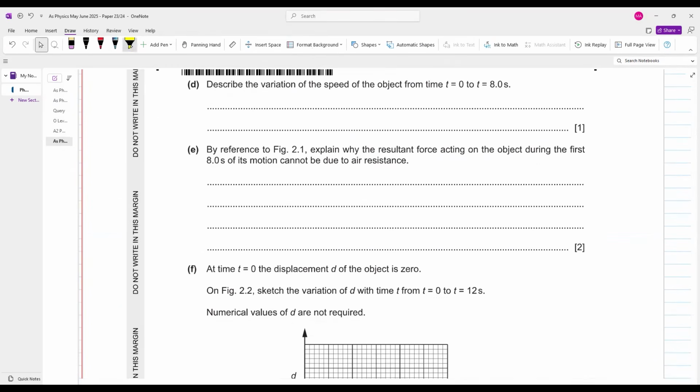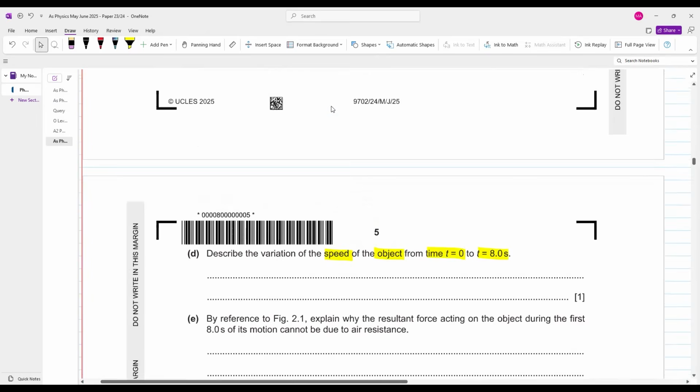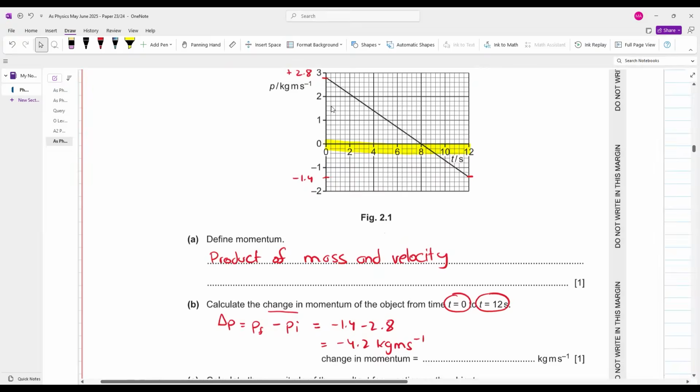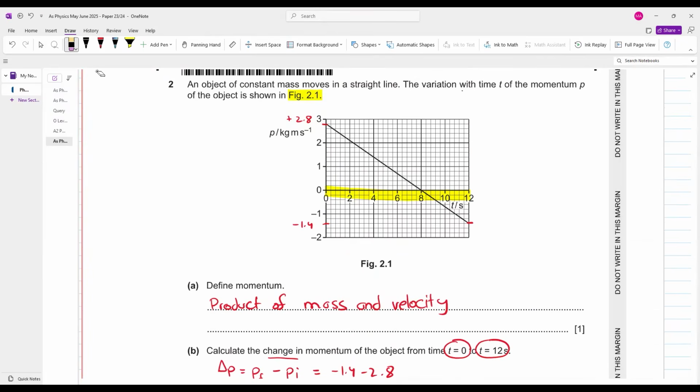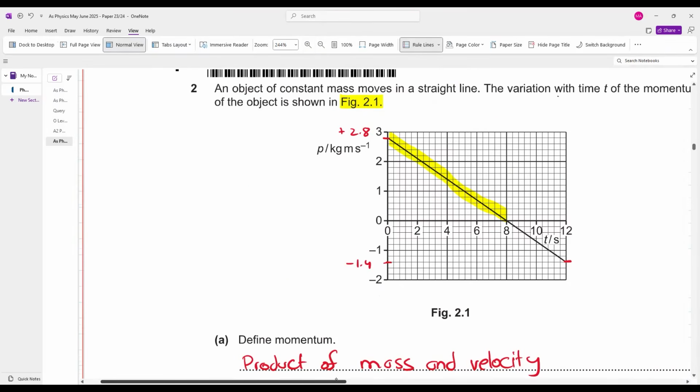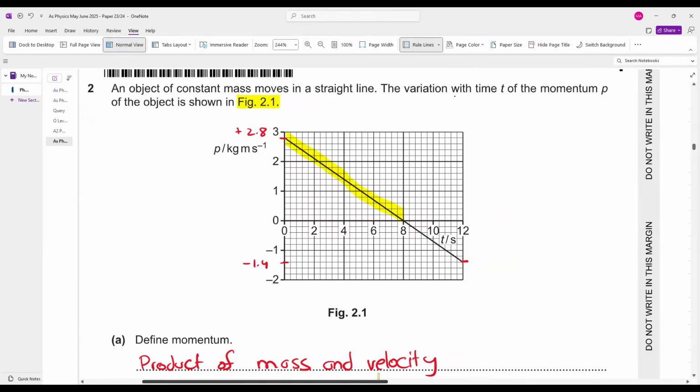Okay. Describe the variation of the speed of the object from time t equals 0 till time t equals 8 seconds. अच्छा जी, आपने स्पीड ऑफ द ऑब्जेक्ट को डिफाइन करना है फ्रॉम टाइम टी इज इक्वल टू 0 टिल टाइम टी इज इक्वल टू 8 सेकेंड. ओके, कहाँ से कहाँ तक? From here till here you have to define the speed of the object. How will we do that? Just focus on the board.